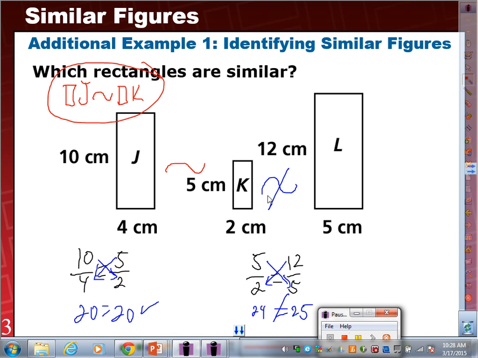Oh, my bad. So we tested K and L. These were not proportional. So therefore, we created our proportion with J and K. So that was 10 over 4, 5 over 2, cross multiply, 20 equal to 20. So what did we find out? These two are similar. So this is similar to K, and we write it as rectangle J, similar to rectangle K. Everybody got it? All right, do this next one by yourself. Example 2.